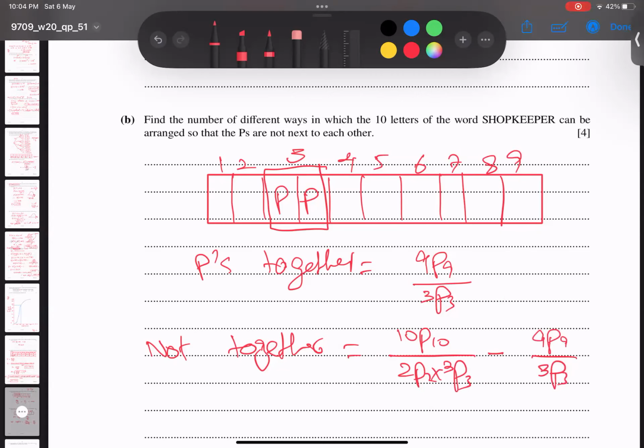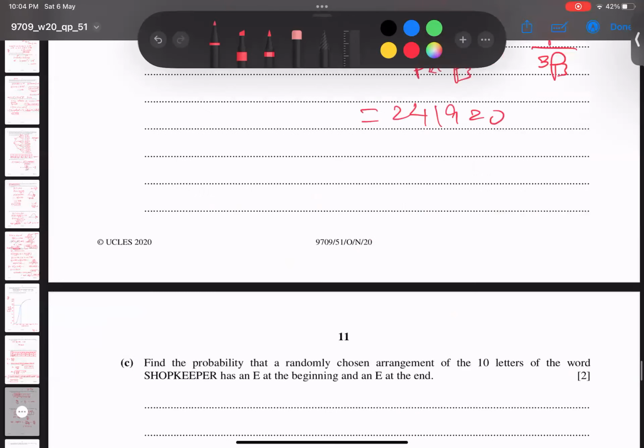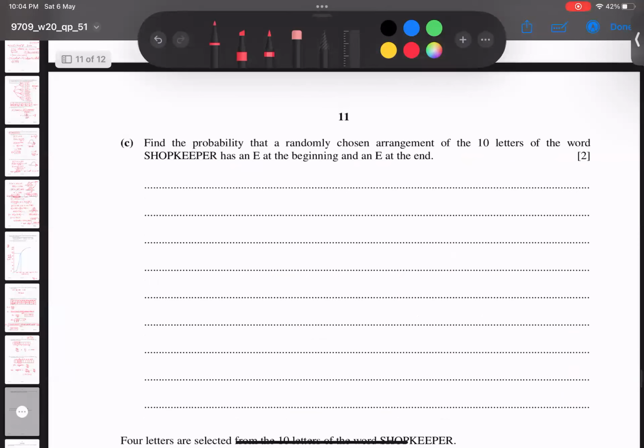Okay, so 10 factorial, or whatever you can say. I hope you got it. And 9P9, or 9 factorial divided by, so the answer is coming 241920. There are many other ways also available, but I think this is an easy way for students to understand. Find the probability. Probability is asking, make sure the probability formula is favorable up by total outcomes down.